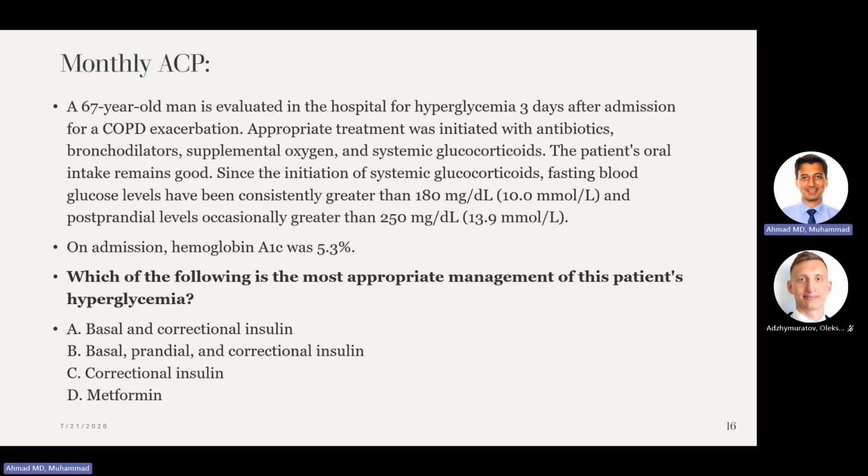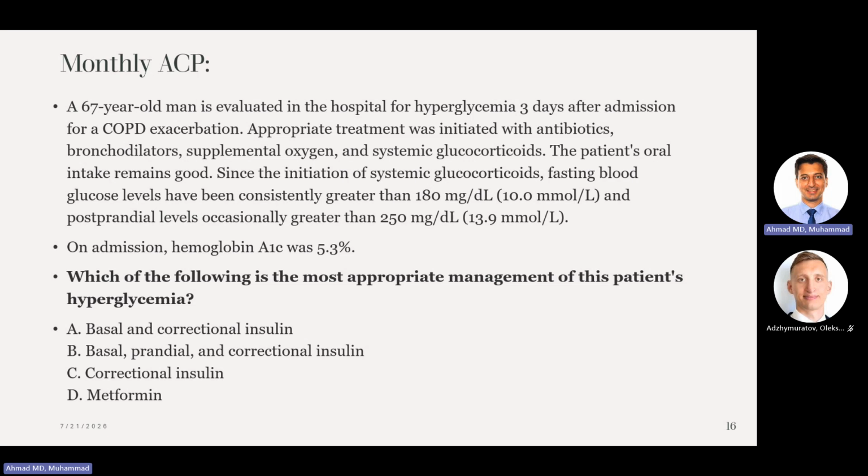Okay. 67-year-old man is evaluated in the hospital for hyperglycemia 3 days after admission for a COPD exacerbation. Appropriate treatment was initiated with antibiotics, bronchodilator, supplemental oxygen, and systemic glucocorticoids. The patient's oral intake remains good.